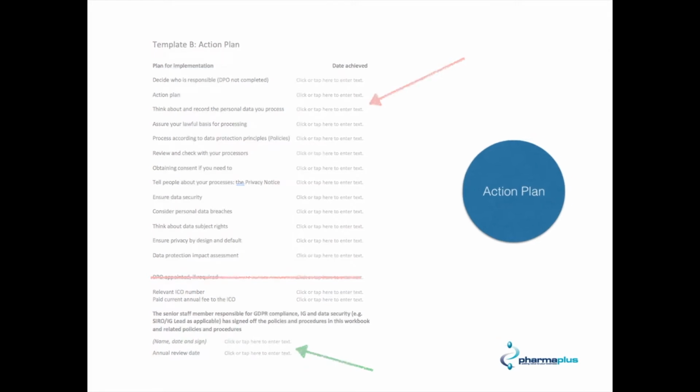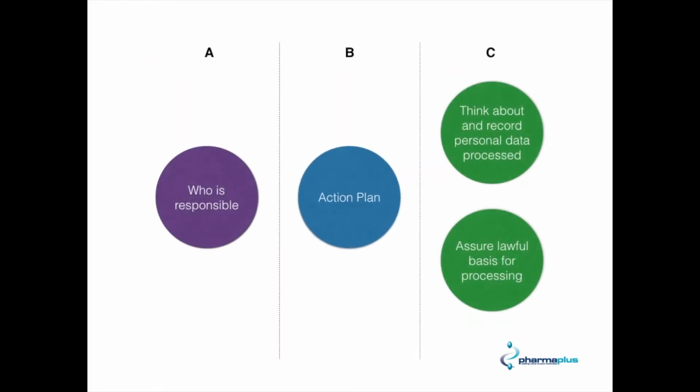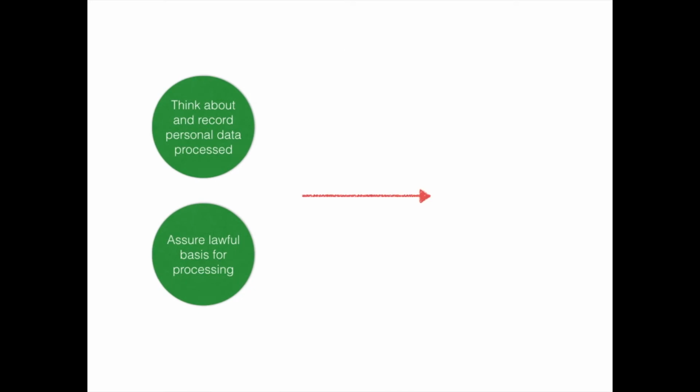Now, let's have a look at template C. Template C covers two things. It's about the sorts of data that you process, and also the lawful basis behind the processing as well. And what I've done is I've combined it into one, which is called personal data and lawful basis. It's just to make my life a little bit easier.